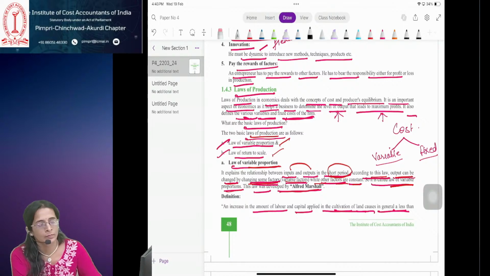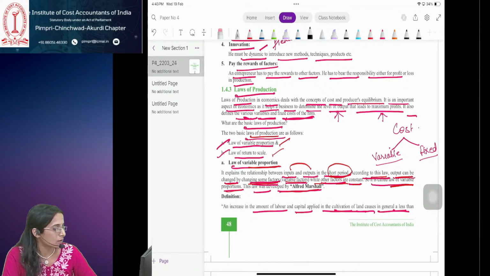Next. So we are now going to discuss the laws of production. We saw what is production, what are the factors required. Sheila is saying she wants to revise. Just a minute, she's typing something. Last lecture or today's last lecture?